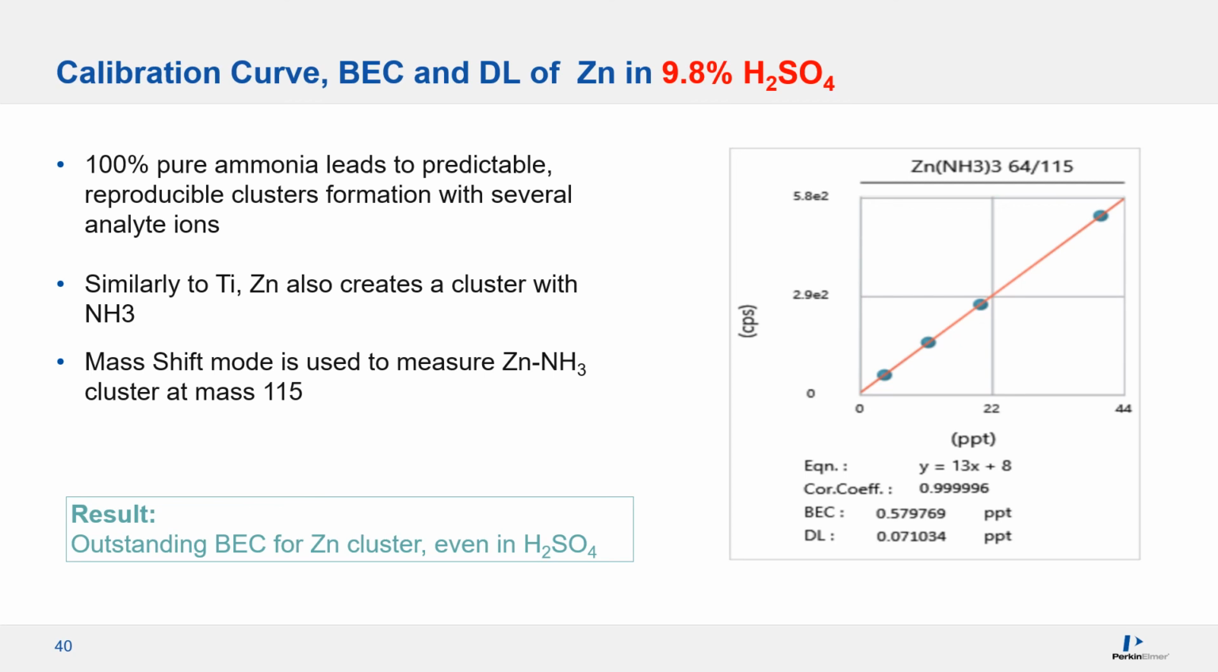Similarly to titanium, zinc also creates a cluster with ammonia. This mass shift mode is used to measure the zinc and ammonia cluster at mass 115, resulting again in outstanding BEC and DL, even in this 10 times diluted sulfuric acid.